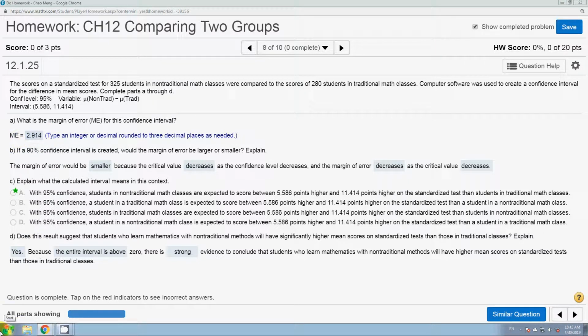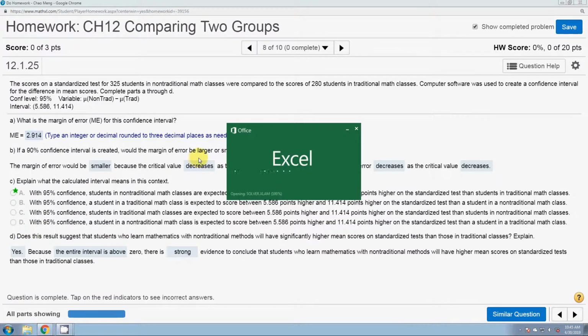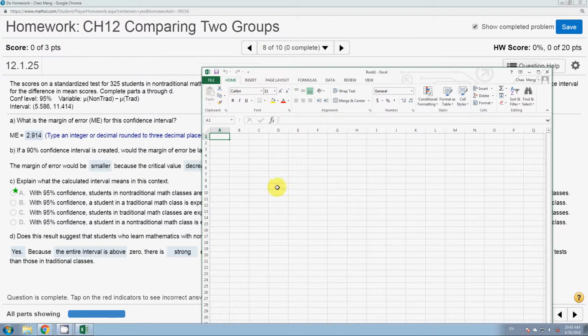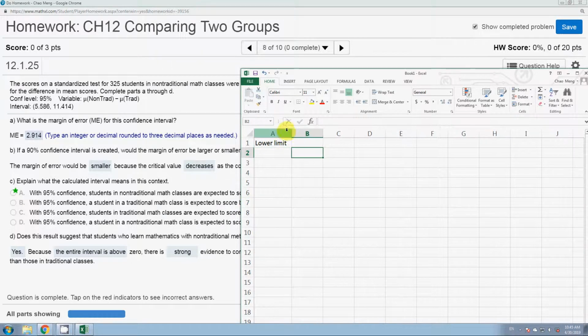So if you recall, how to get the confidence interval, or how to get the lower limit and upper limit. So let me use the Excel to do that, or you can just do it on paper. We know the lower limit is estimate minus margin of error, and the upper limit is estimate plus margin of error. Okay.